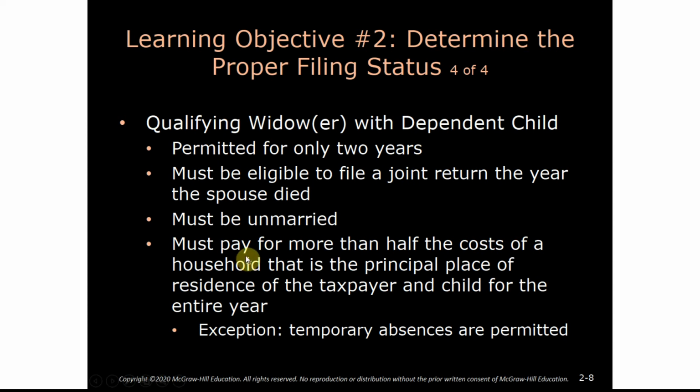Okay, so to qualify for the status, you must pay for more than half the cost of the household that is a principal place for usually a child for the entire year. There are cases when temporary absences are permitted, such as if the child is going away to school.